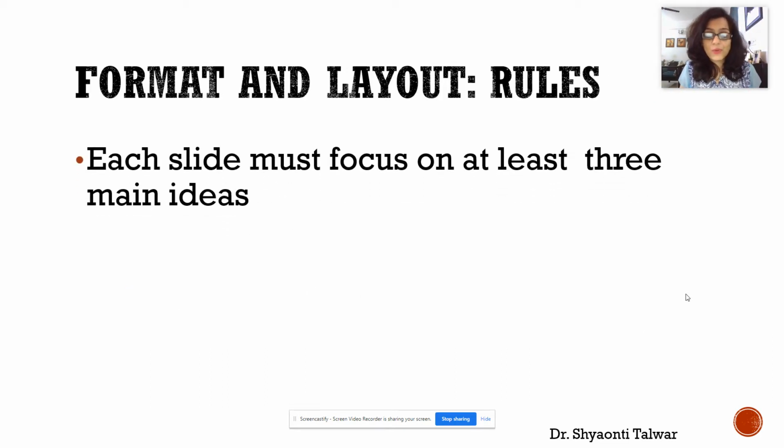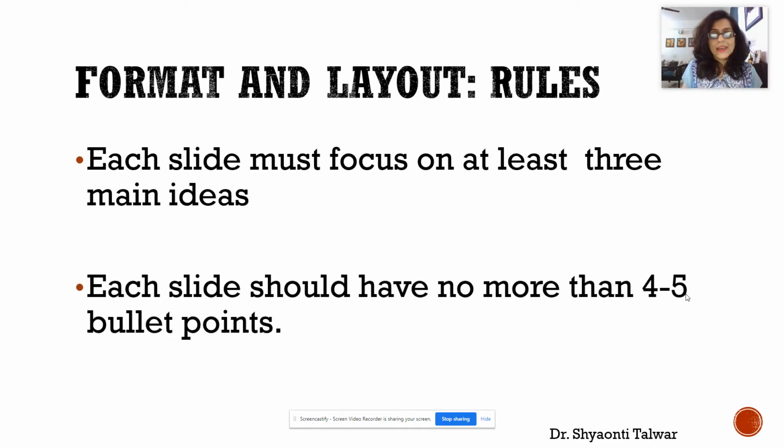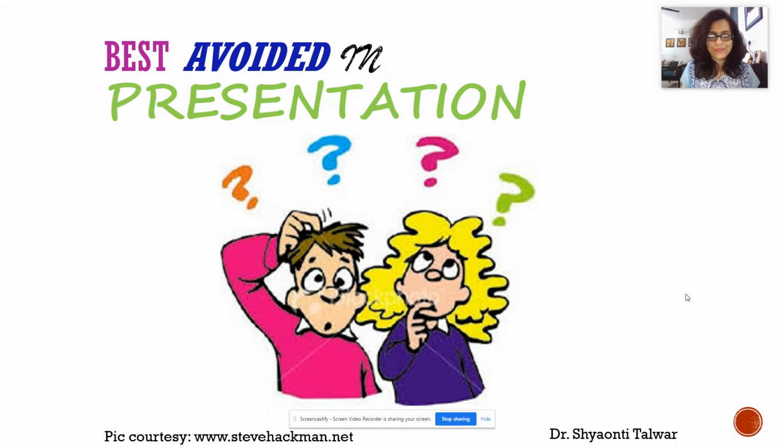Each slide must focus on at least three main ideas. Now, is that a good rule or a bad rule? Of course, a bad rule, right? Because we just discussed that each slide should have only one main idea and 4 to 5 points which describe or elaborate on that idea. Each slide should have no more than 4 to 5 bullet points. Yes, that's a good rule.